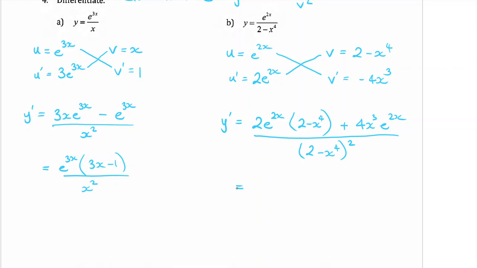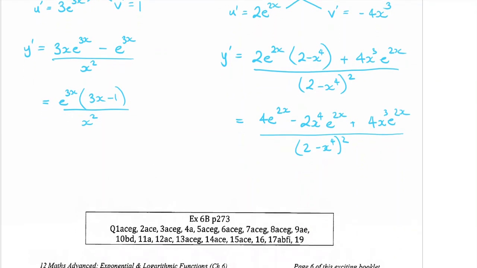What should I do with that? Expand out the top, see if there's any like terms. So we would have 4e to the 2x minus 2x to the 4 e to the 2x plus 4x cubed e to the 2x. There's no like terms. Over 2 minus x to the 4 squared. There is a common factor in all three of them though. You could factorize a 2e to the 2x out of all of them. You don't have to. Alright, so that's 6b done.